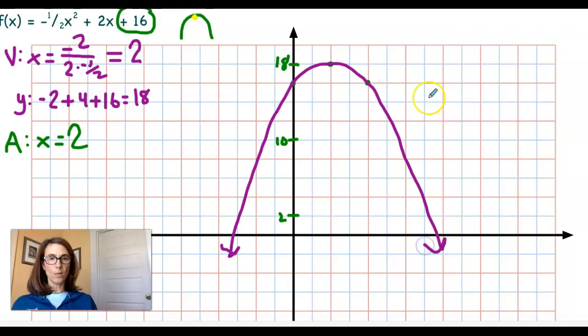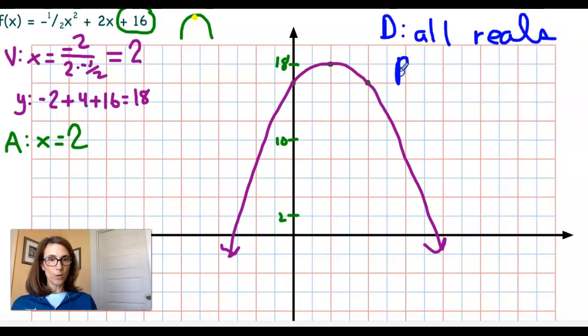Okay, and then let's talk about domain and range. So domain, again, all reals. Those x values can go from negative infinity to positive infinity. Our range, however, is dependent upon our vertex. So our vertex in this case is a maximum value, and the maximum value is 18. So our y values will never go above 18. However, we can go as far down as we want.